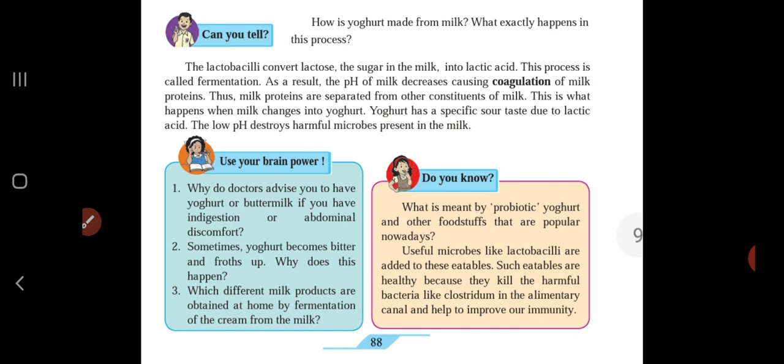Moving ahead, what is the application of lactobacilli? The lactobacilli convert lactose, the sugar in the milk, into lactic acid. Okay, it is already taught to you. The milk has lactose in it as a kind of sugar. That lactose is converted into lactic acid by lactobacilli bacteria, and this process is called fermentation.